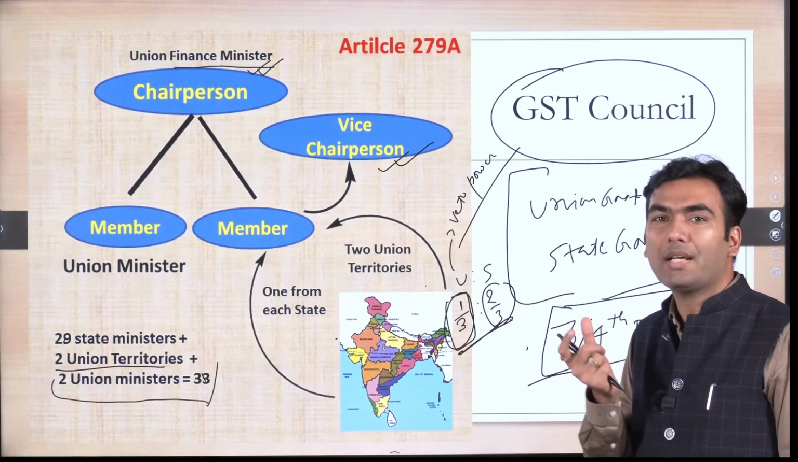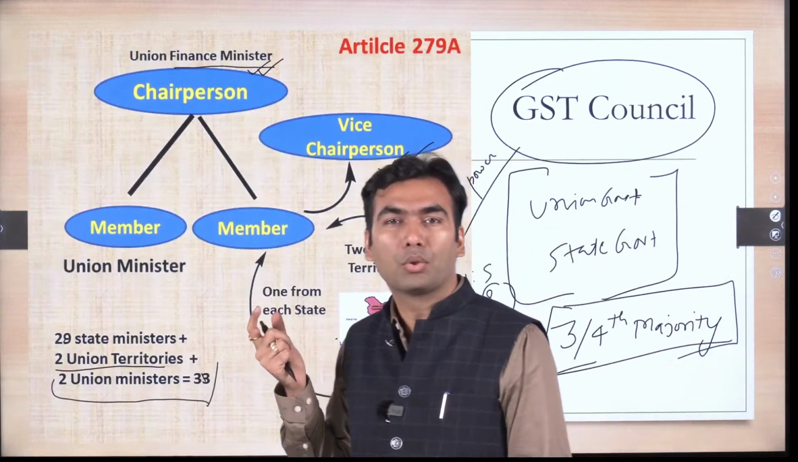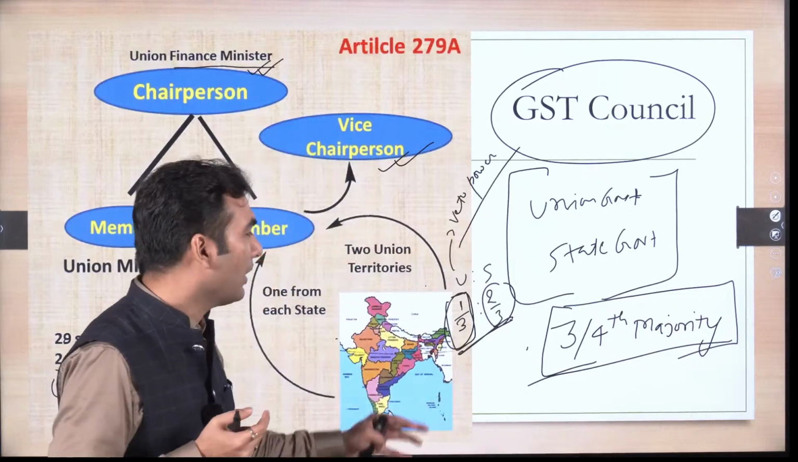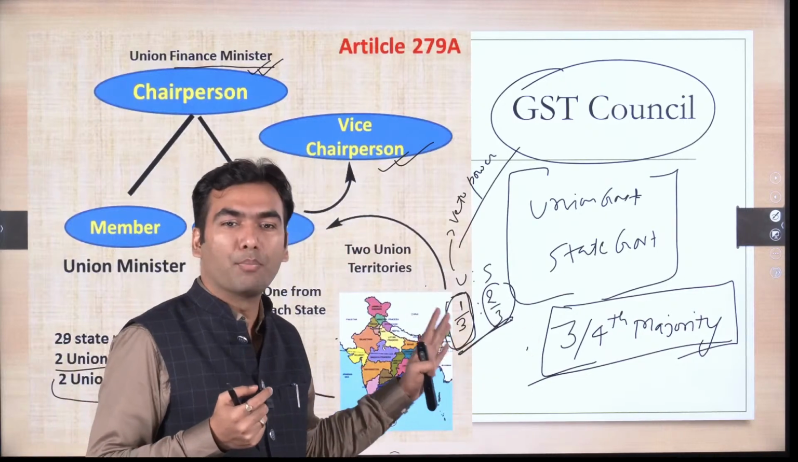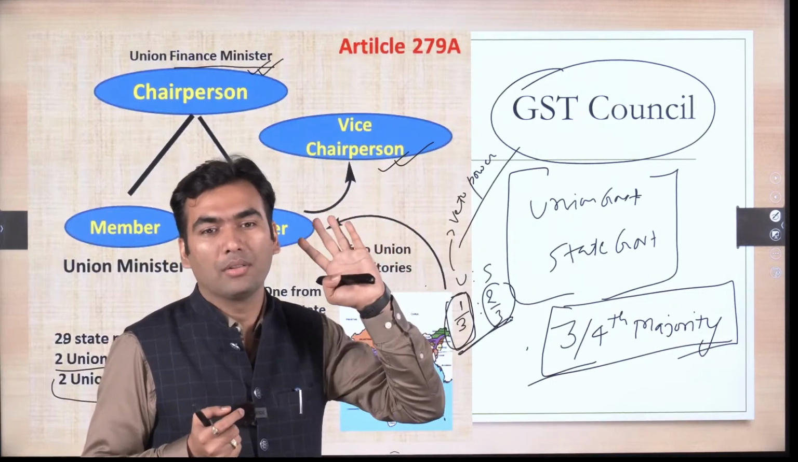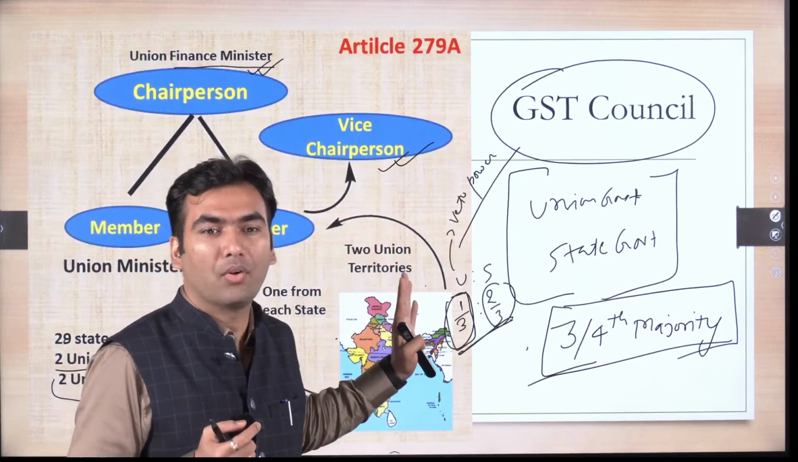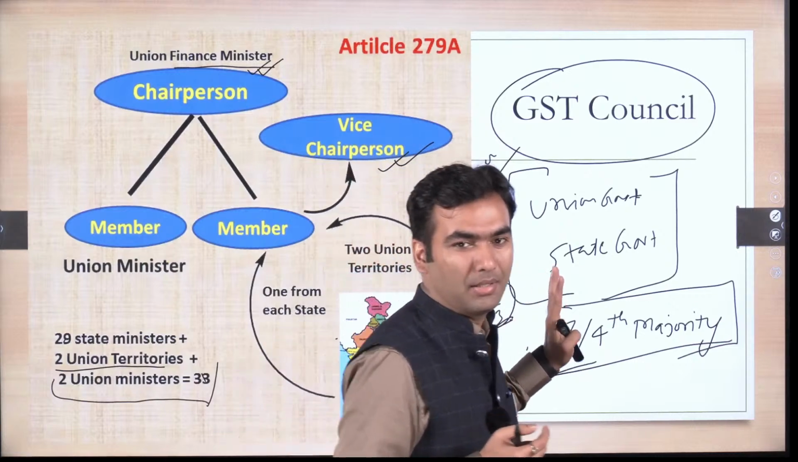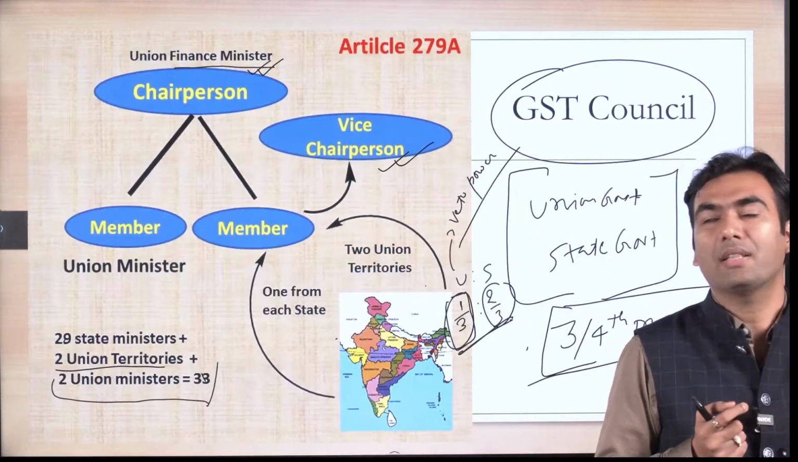So for any taxation reform to take place through the GST Council, a broader consensus has to be reached. Both the union and the states must agree on that reform. Then only can the reform be implemented. Is it clear?